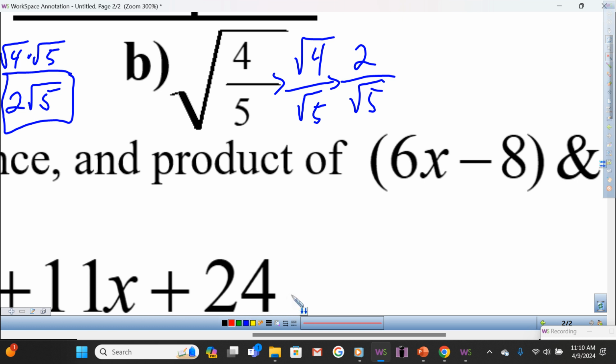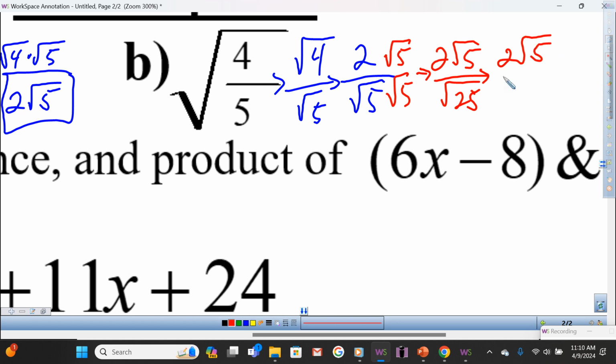Brandon. Multiply times square root of 5, top and bottom, square root of 5 times square root of 5. This is 2 square root of 5 over 5 times 5, which is square root of 25. So this ends up being 2 square root of 5 over 5. Hands if you got that. All right, good.